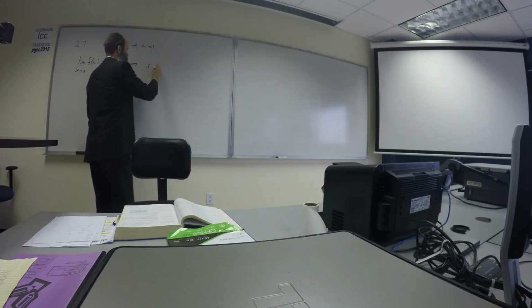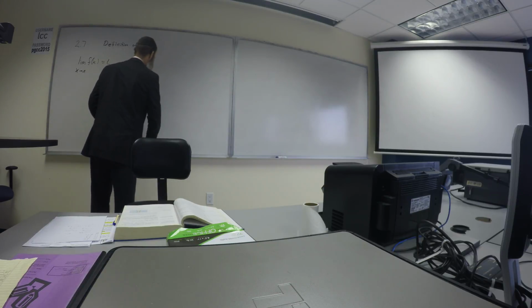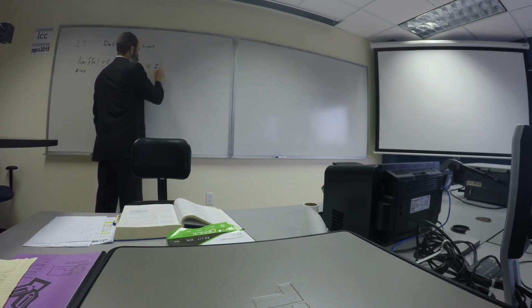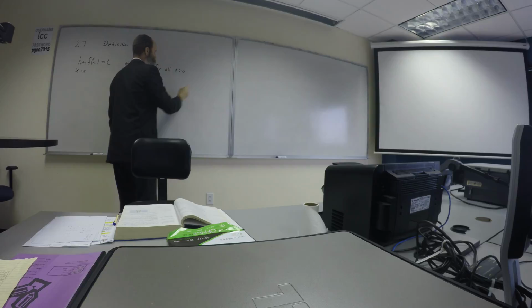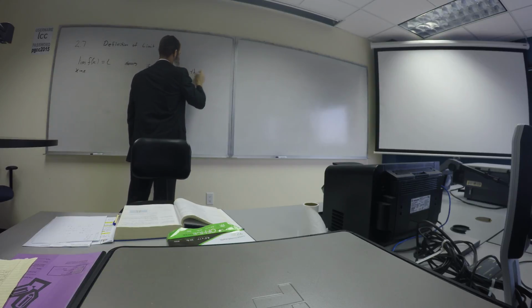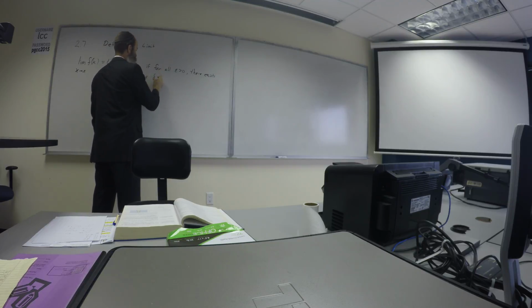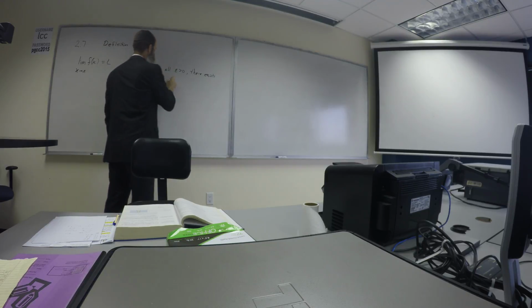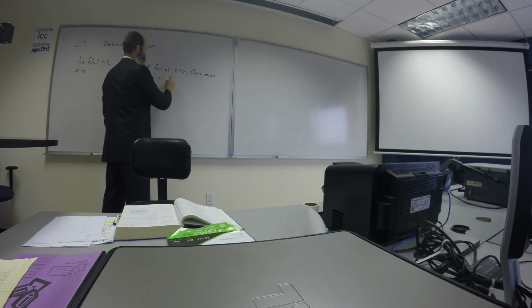if for all epsilon greater than 0, there exists a delta greater than 0, such that. If for all what? Epsilon. What's epsilon?